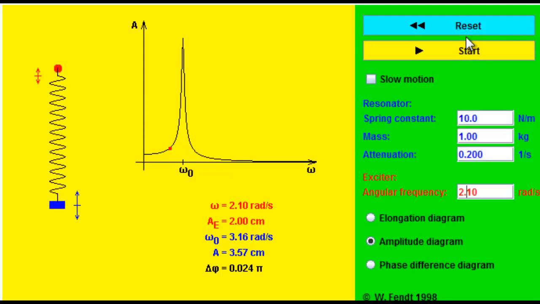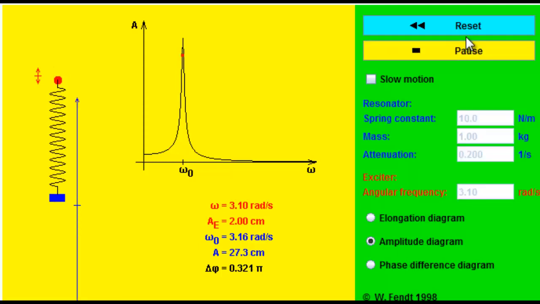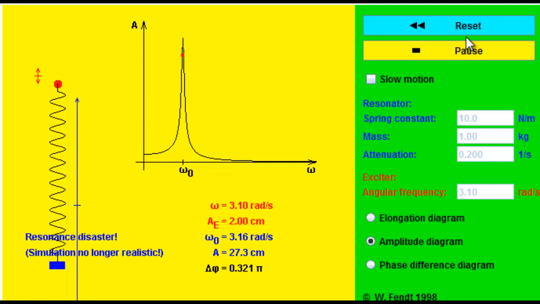Try one more. Let's try 3.1, and we'll start this. Notice here that the frequency of the driving force is pretty much the same as the frequency of the oscillator, and this is resonance. The amplitude gets so great that this spring is going to fail because it gets pushed so much that it pushes into itself, let's say.